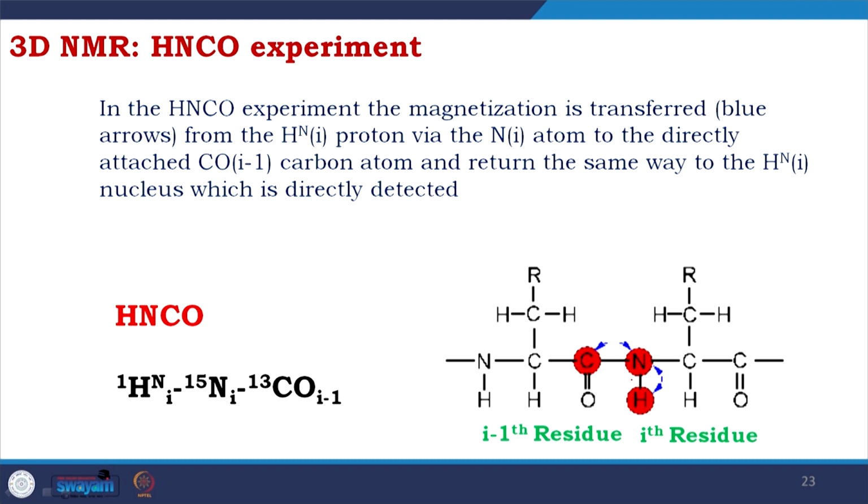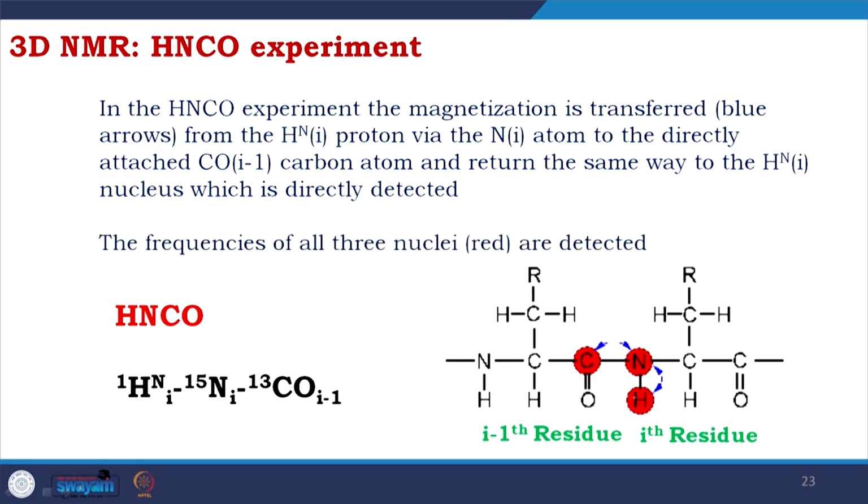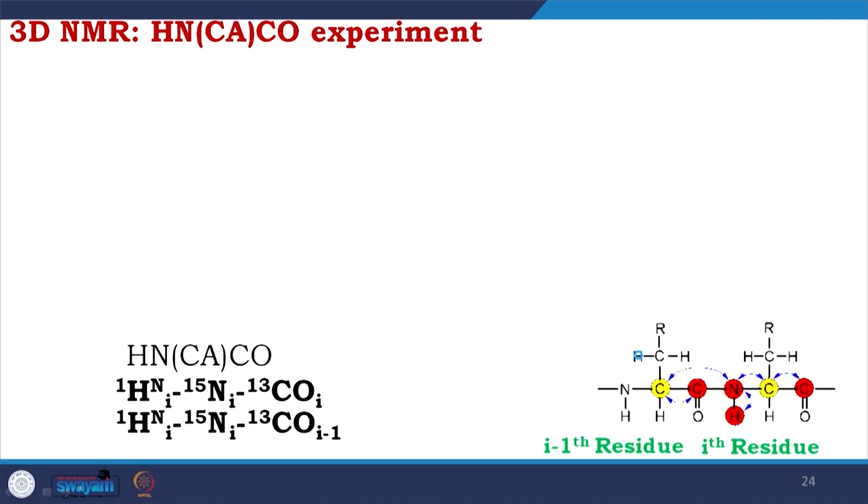So, this is the N, this is the H, and this is the carbon of the CO, and it returns the same way to the HNi, meaning this hydrogen nucleus which is directly detected. The frequencies of all the three nuclei are detected. If you see here, these are the three nuclei: this is the hydrogen, this is the nitrogen and this is the carbon. All three frequencies are recorded or detected.